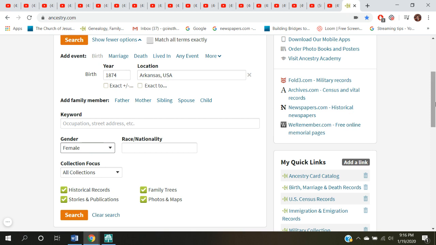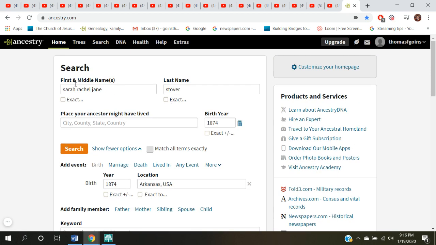And basically what I'm looking for is her as Sarah Stover or Rachel Stover or Jane or any combination of these three names, okay? Previously, we could only find like Sarah R or Sarah J, so I may have to cut out some of this information after I click on this to help me connect her to some parents. I'm looking, like I said, for the 1880 U.S. Census in Arkansas, probably. I mean, that doesn't mean they were in Arkansas, but that's where we're starting.